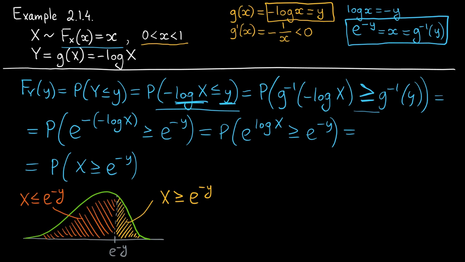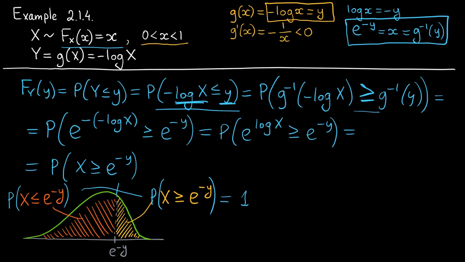The area under the PDF to the right of the value e to the power minus y gives us the probability that the random variable x will take on a value that's greater than or equal to e to the power minus y. And the area under the PDF of x to the left of the value e to the power minus y gives us the probability that x will take on a value that's less than or equal to e to the power minus y. And we know that the entire area under the PDF must be 1. Therefore, these two probabilities must add up to 1.